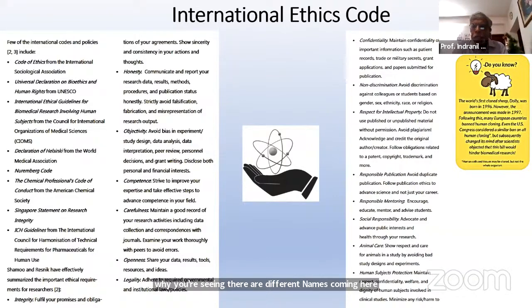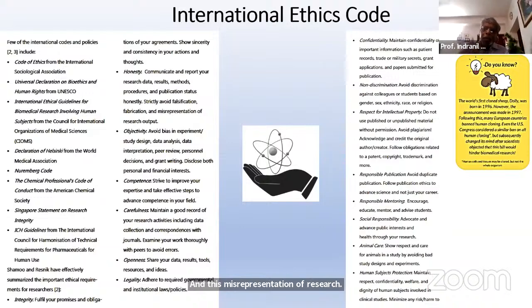So again, a very short summary I share with you. Shamoo and Resnik have effectively summarized the important ethical requirements for researchers, like integrity. We'll keep on discussing this. Honesty: I will just read out a few lines. Communicate and report your research data, results, methods, procedures, and publication status honestly, very important. Strictly avoid falsification, fabrication, and misrepresentation of research output.